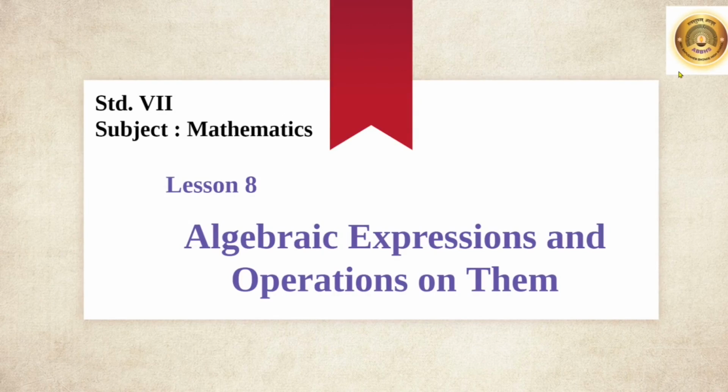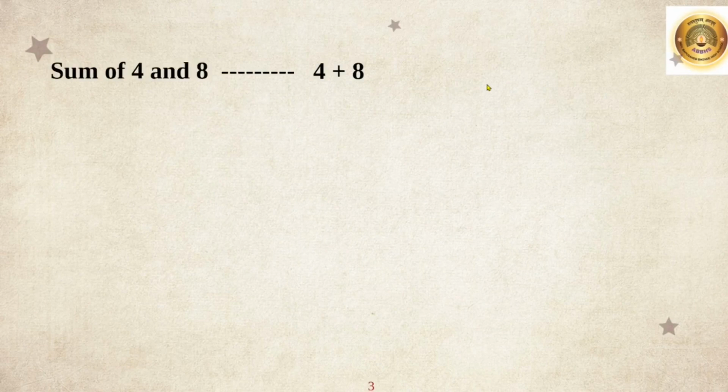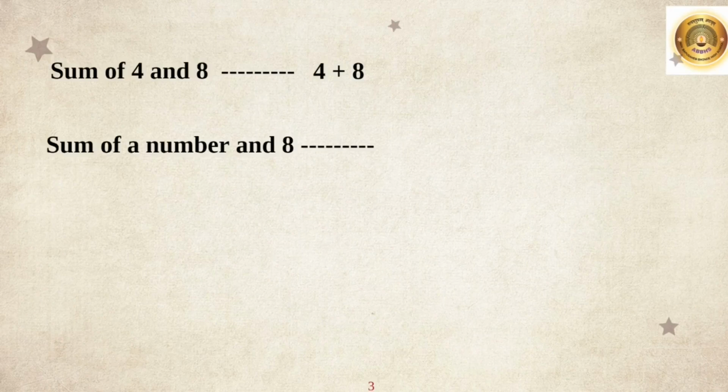Algebra makes our life very easy. We can write long phrases using variables. How do we write the sum of 4 and 8? Yes, we just write 4 plus 8. Now how do we write the sum of a number and 8? Since this number is unknown, we use a variable in its place and write it as x plus 8.